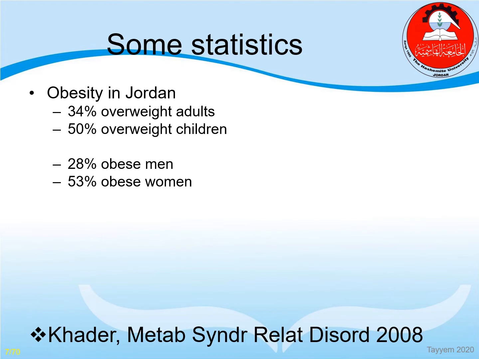Jordan is not better by any means. In this report in 2008, it showed that a third of the adult population were overweight, and probably 50% of the children were overweight, and the problem was more prominent in women, as 53% of the females were obese.